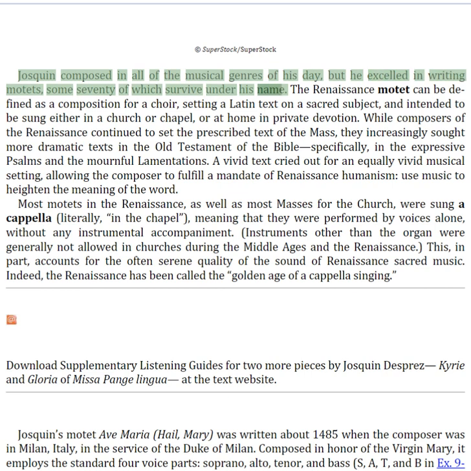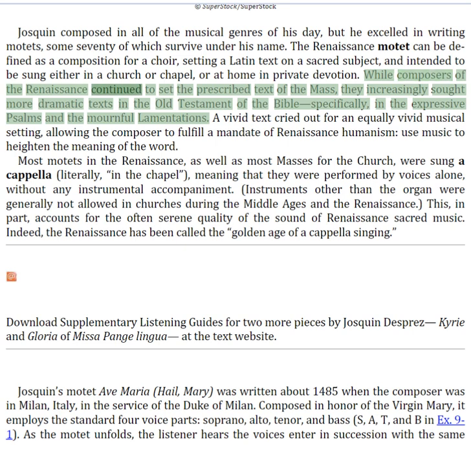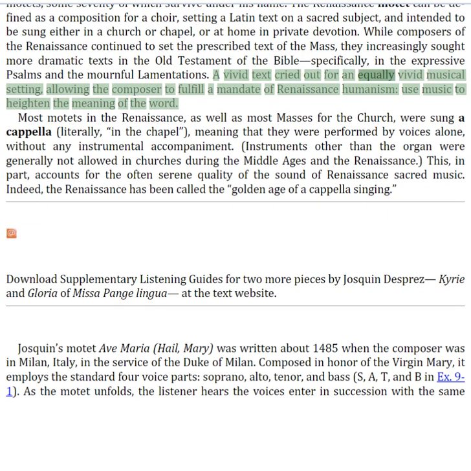of which survive under his name. The Renaissance motet can be defined as a composition for a choir, setting a Latin text on a sacred subject, and intended to be sung either in a church or chapel, or at home in private devotion. While composers of the Renaissance continued to set the prescribed text of the Mass, they increasingly sought more dramatic texts in the Old Testament of the Bible, specifically, in the expressive Psalms and the mournful Lamentations. A vivid text cried out for an equally vivid musical setting, allowing the composer to fulfill a mandate of Renaissance humanism: use music to heighten the meaning of the word.